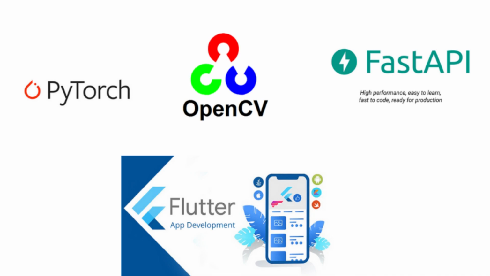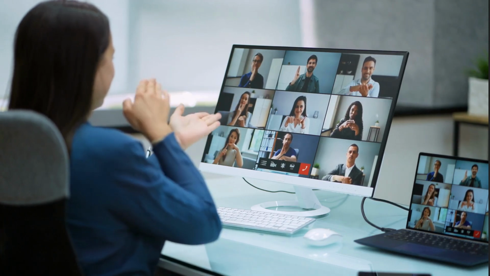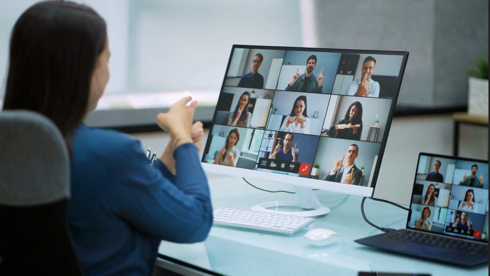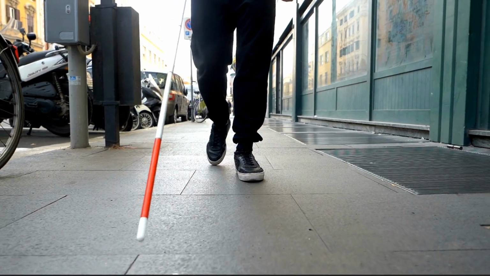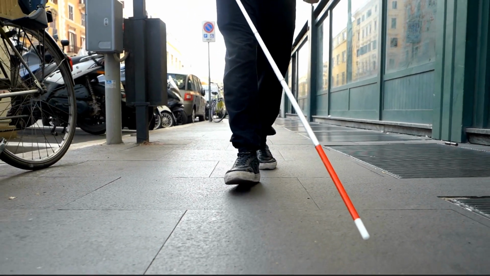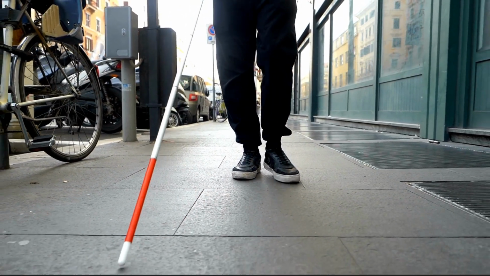Our team is proud of the technologies we use and the impact we are making on people's lives. The system will be applicable in a wide range of situations, including healthcare settings, educational environments, and social interactions. For example, a deaf individual could use the system to communicate with their doctor during a medical appointment. Or a blind person could use it to order food at a restaurant.